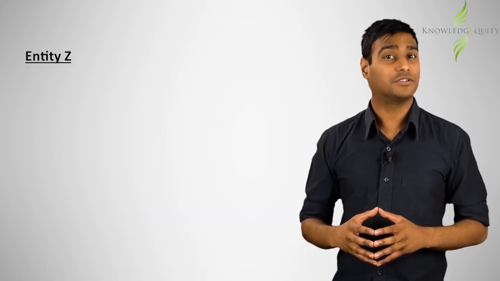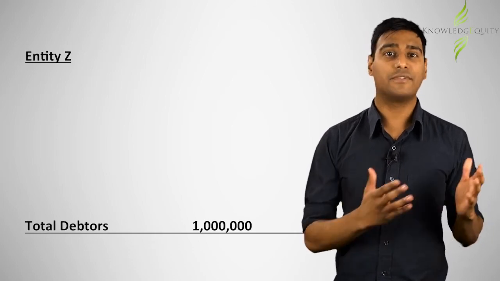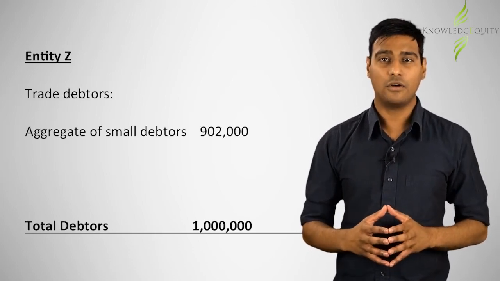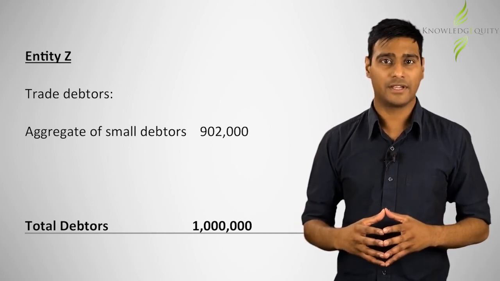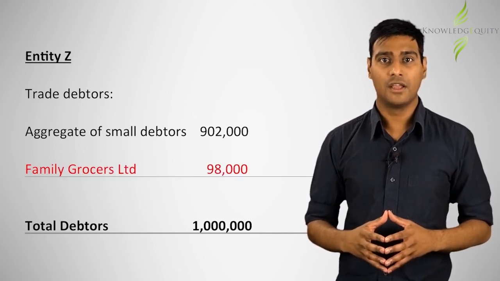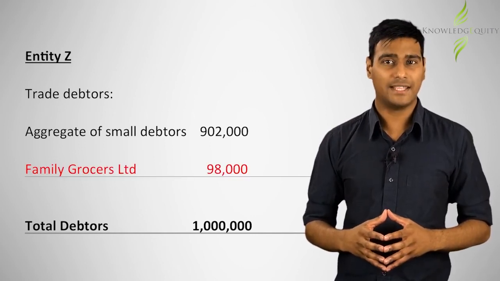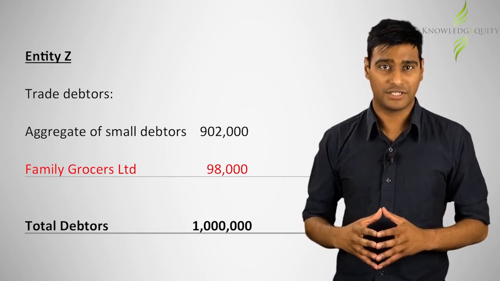The company has a total debtors balance of $1 million. This total is made up of 900 different debtors, all with a balance not exceeding $3,000. However, the total does include one debtor, Family Grocers Limited, whose balance comprises $98,000 of the total $1 million of trade receivables. What kind of confirmation would you use to obtain evidence relating to trade debtors?